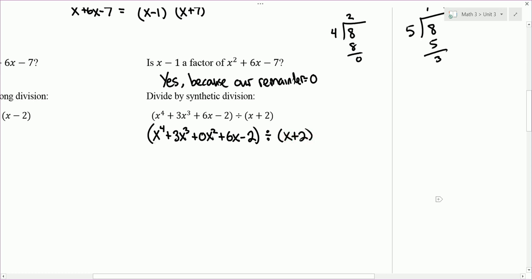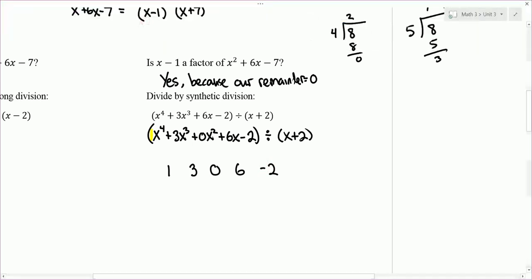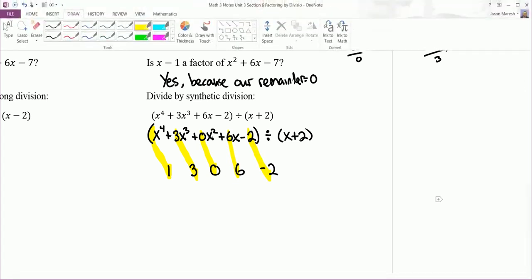So setting up our synthetic division table, we have 1x to the 4th, 3x to the 3rd, 0x squared, 6x, minus 2. Those numbers are coming from, there's an invisible 1 here, there's your 3, 0, 6, negative 2. Those are the coefficients.